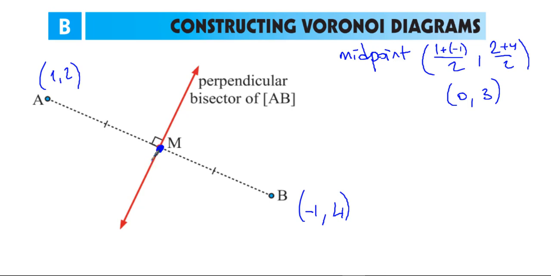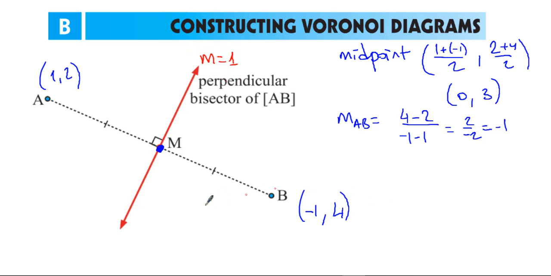To find the equation of the line, I need a point and the gradient. To find the gradient of this line perpendicular to AB, I first have to find the gradient of AB. The multiplication of these two gradients will always be -1. So what will the gradient be? 4 minus 2 over -1 minus 1, so it will be 2 divided by -2, which is -1. So the gradient of this perpendicular one will be 1.